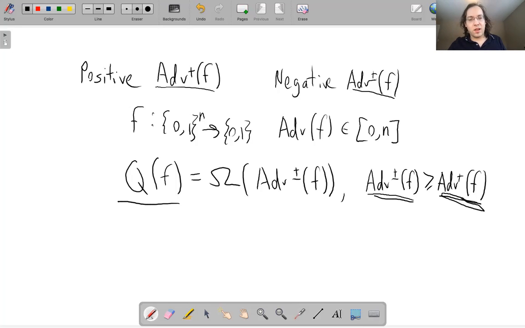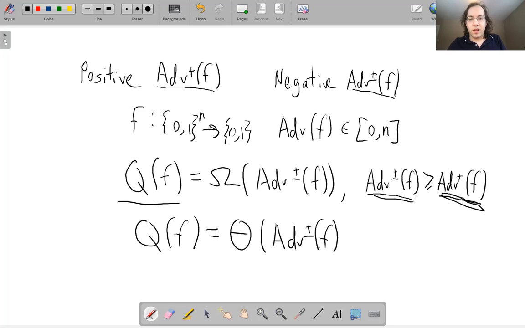It turns out that the negative weight adversary bound actually characterizes quantum query complexity. There's this kind of outrageous theorem that says that the quantum query complexity of a Boolean function f is, up to constant factors, just equal to the negative weight adversary bound of f. So we'll have to define this measure.